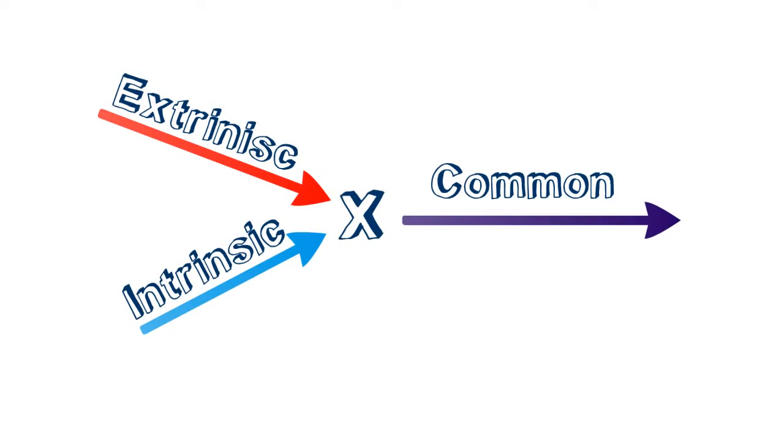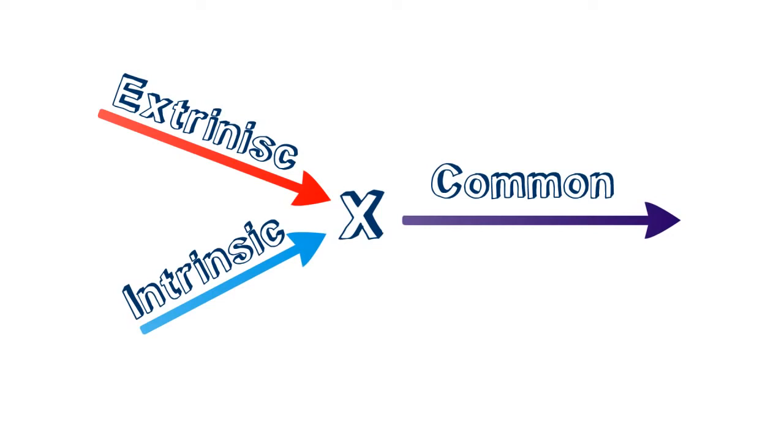The extrinsic pathway is activated by vessel wall damage. The cells that are involved release a tissue factor. This tissue factor results in binding of factor 7A and the eventual activation of factor 10.